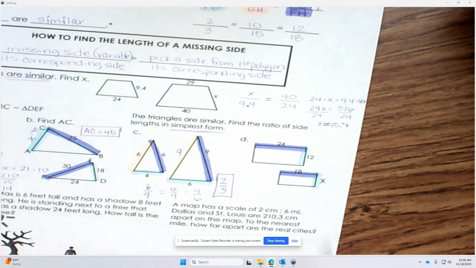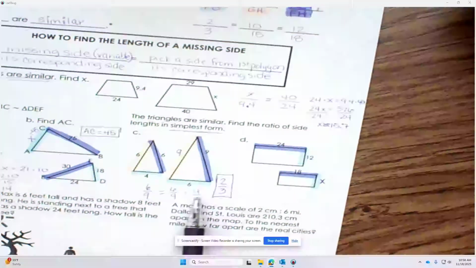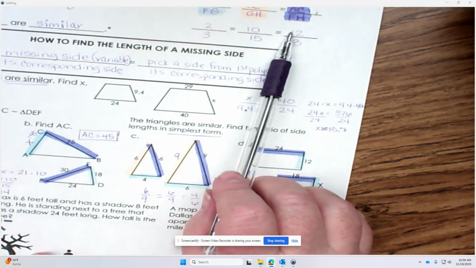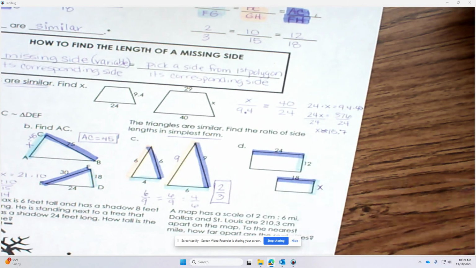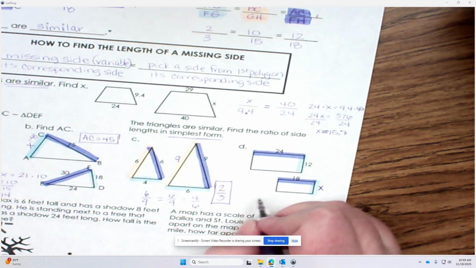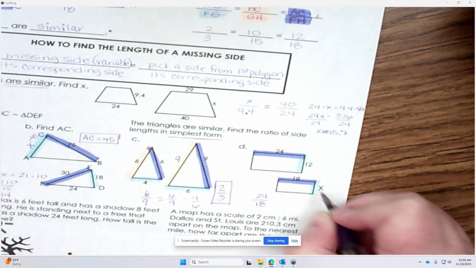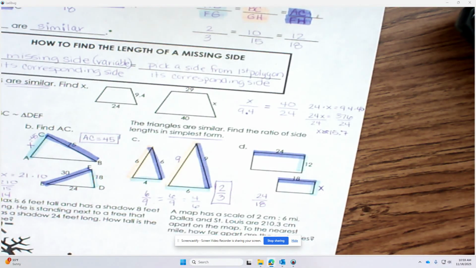Well, if you remember, the ratio for all the side lengths is equal to each other, right? So I don't need more than one. I only need one set. So I need to just make a ratio of 24 to 18. So let's go ahead and do 24 over 18. I don't need to worry about this side that I don't know. That's not what they asked me for.